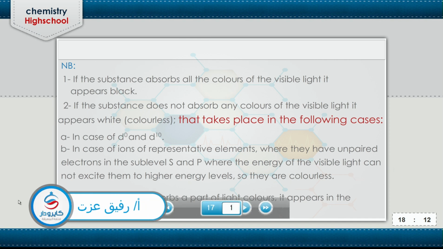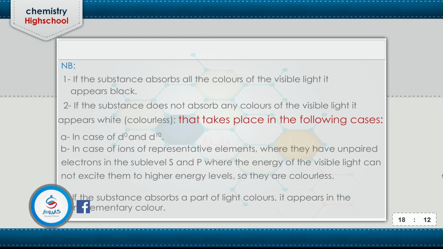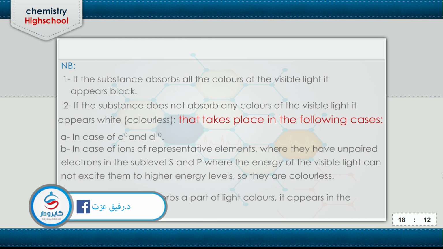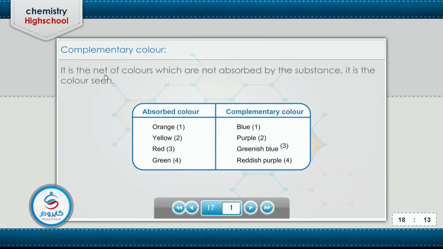If a substance absorbs a part of light colors, it appears in the complementary color. The complementary color is the net of colors which are not absorbed by the substance. It's the color seen.